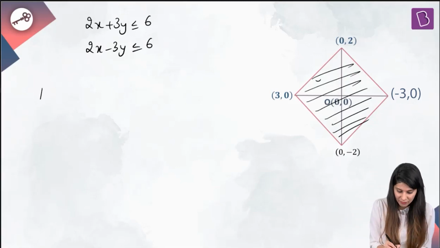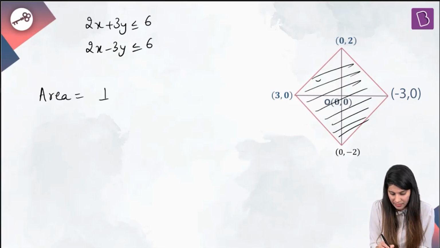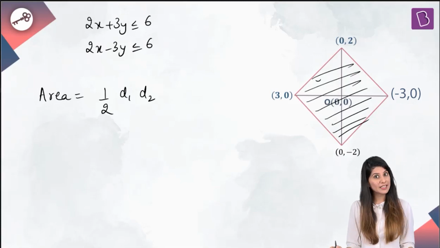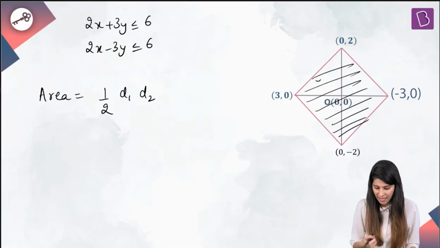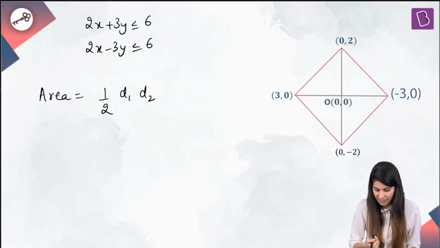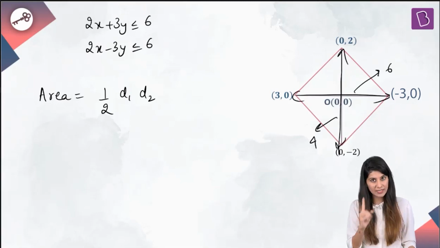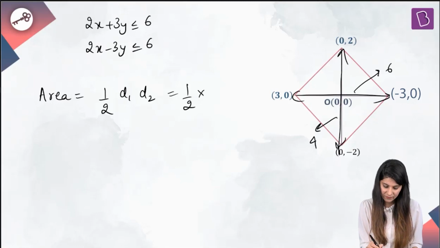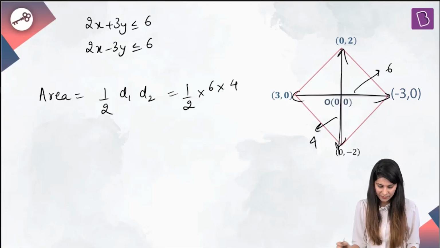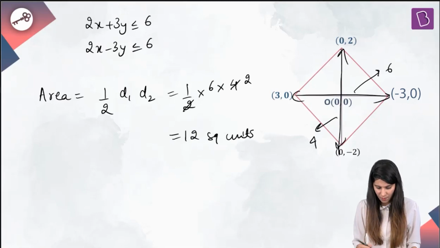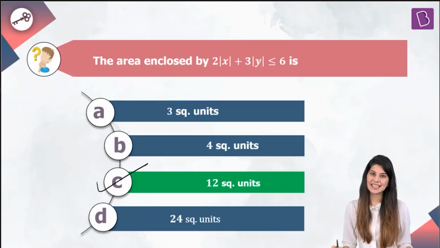To calculate the area of the rhombus, area is half diagonal 1 multiplied by diagonal 2. That means we need to figure out the length of the diagonals this time. Yes. And what we can clearly see is this length is 6 units and this length is 4 units. So one diagonal is 6 and one diagonal is 4. So that would be what? 12 square units would be the area of this particular rhombus. That gives me option C as the right answer.